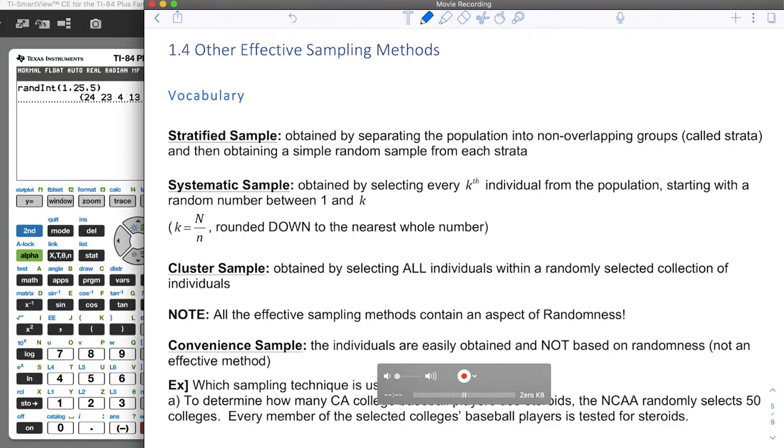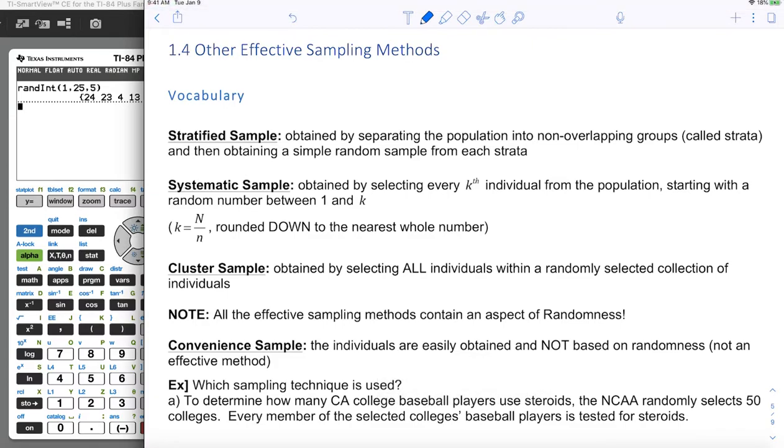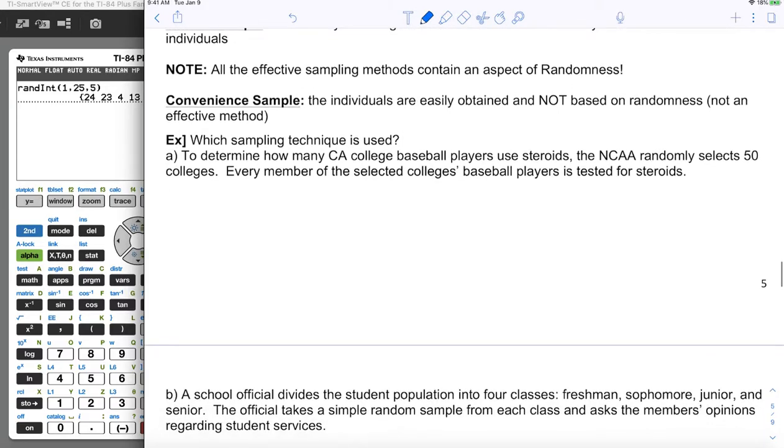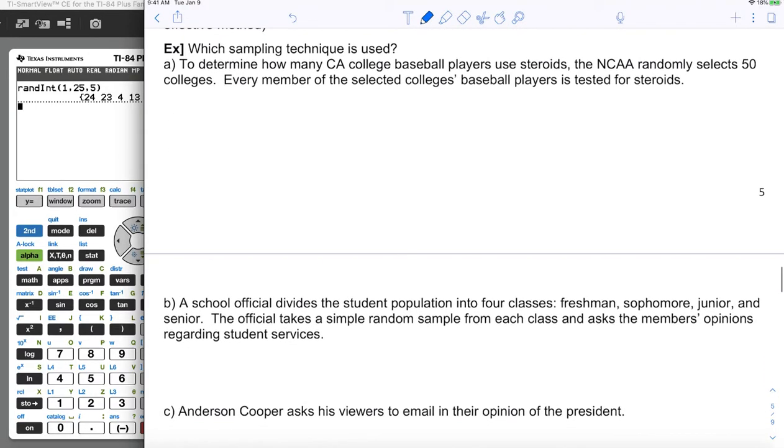So for this first example, we're being asked to identify which sampling technique is being used. So it says to determine how many California college baseball players use steroids, the NCAA randomly selects 50 colleges. Every member of the selected college's baseball players is tested for steroids. So in this example, the key really is the word every member. So the random aspect of it is the teams are being selected randomly. But once they have those teams, every single member is being tested, and that is the way a cluster sample works.